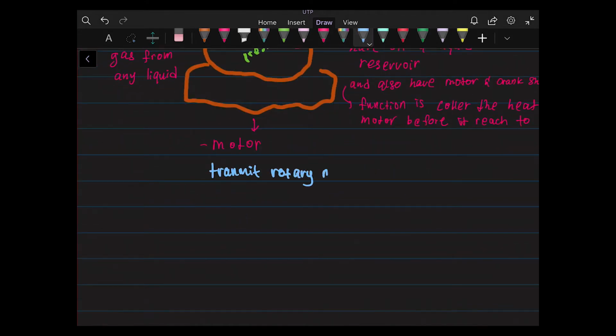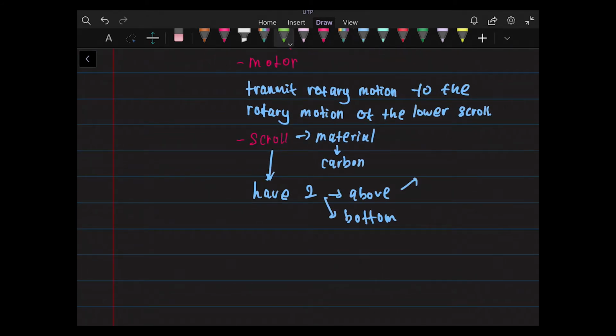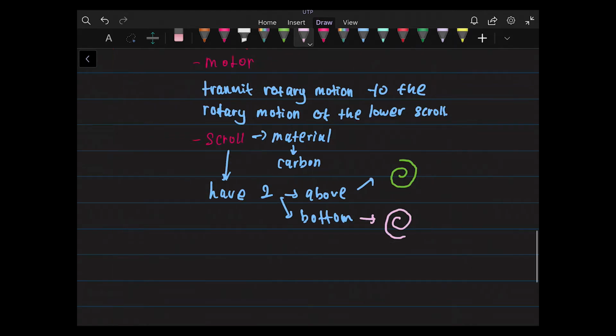And the motor is used to transmit rotary motion to the lower scroll. Now the scroll is made of carbon and a set of scroll has two scrolls which are above and bottom.